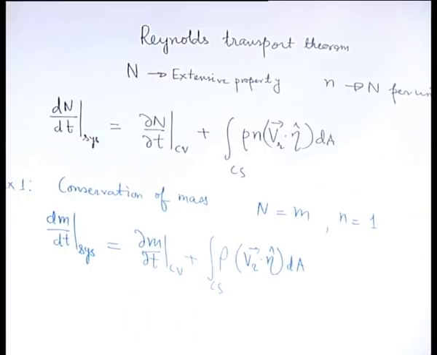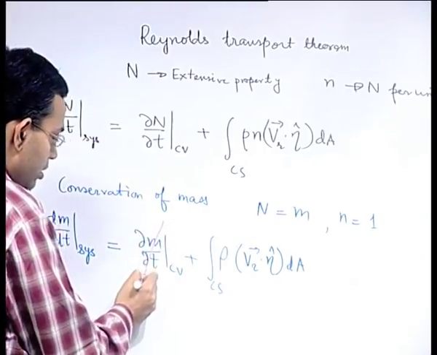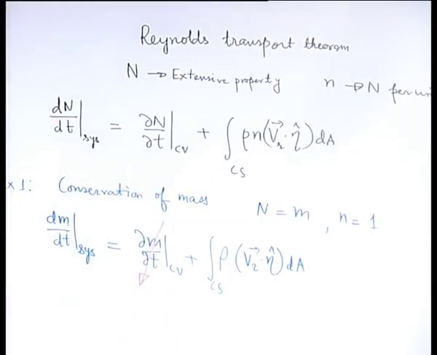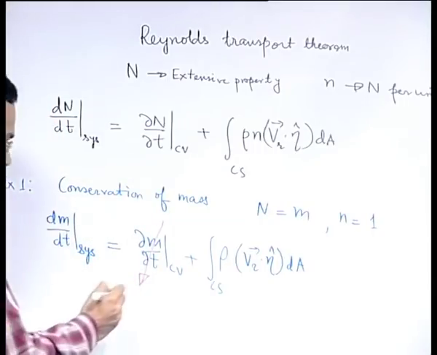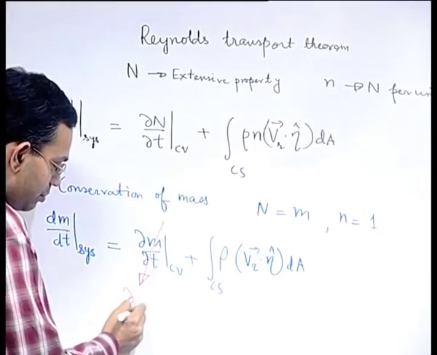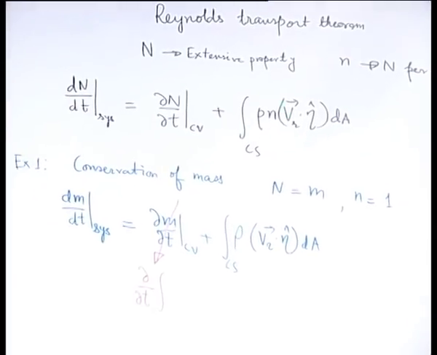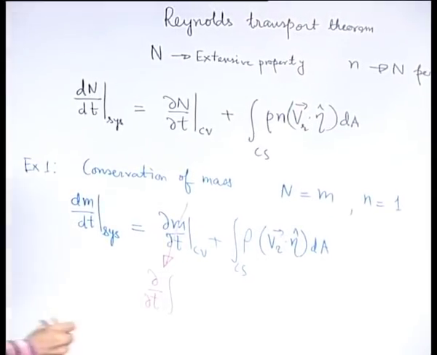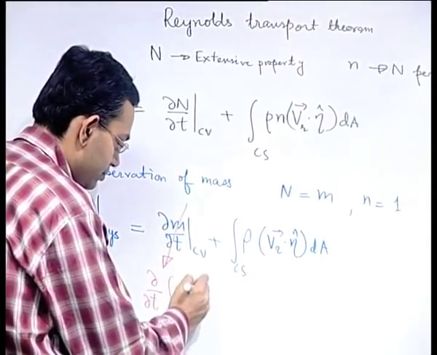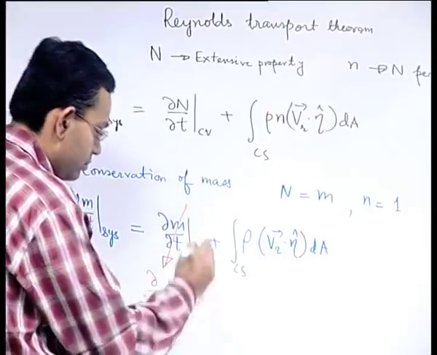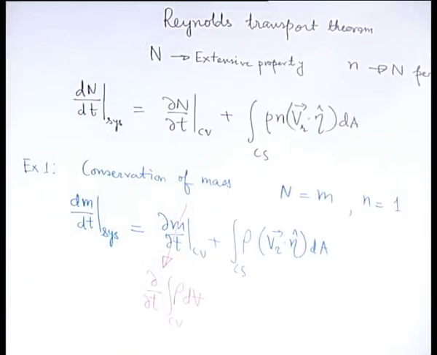Now let us try to simplify or write this term in a different way. This we can write as the partial derivative of the mass inside the control volume. What is the mass inside the control volume? The rho times dV. Now, with this let us make certain simplifications.